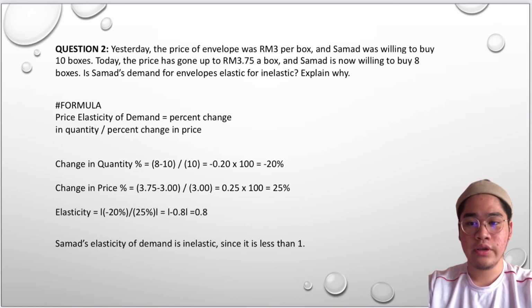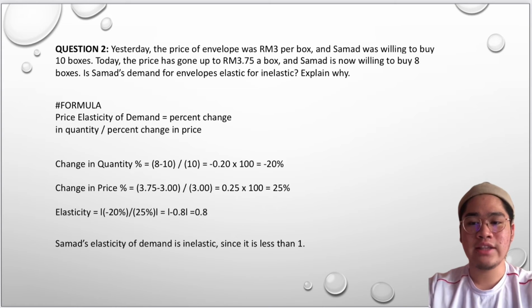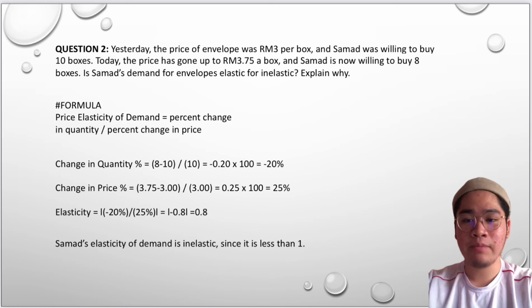Question number 2. Yesterday, the price of envelope was RM3 per box, and Ahmad was willing to buy 10 boxes. Today, the price has gone up to RM3.75 a box, and Ahmad is now willing to buy 8 boxes. Is Ahmad's demand for envelope elastic or inelastic? Explain why.